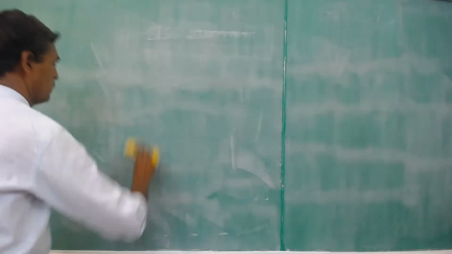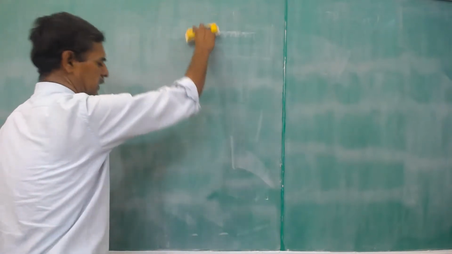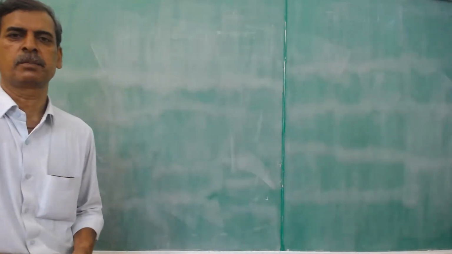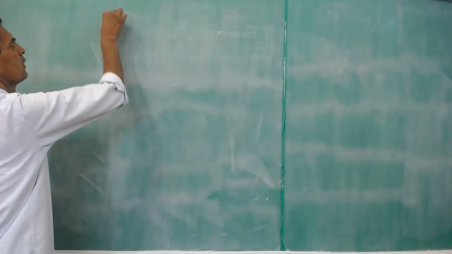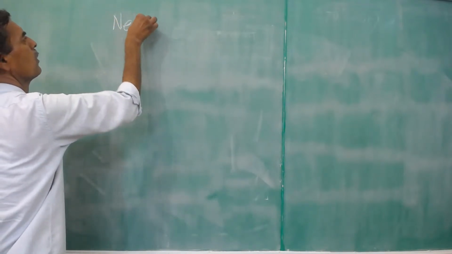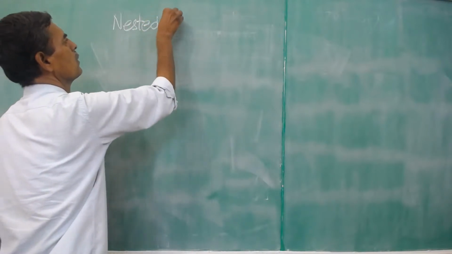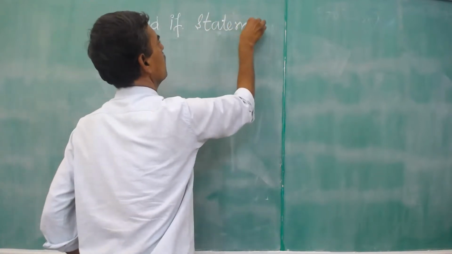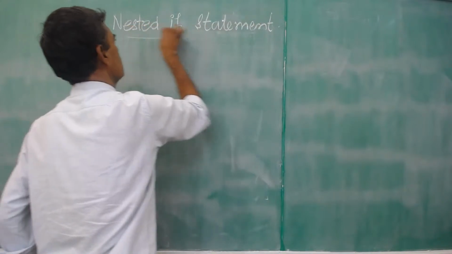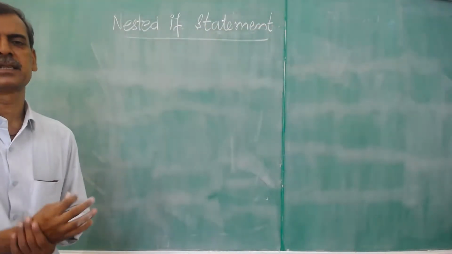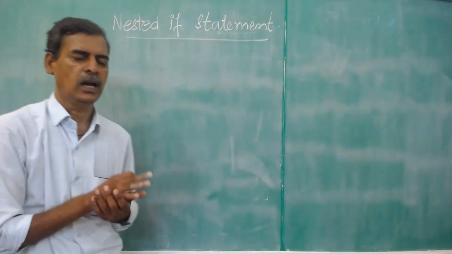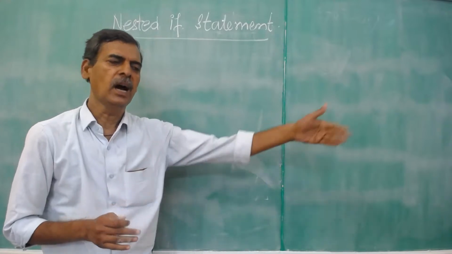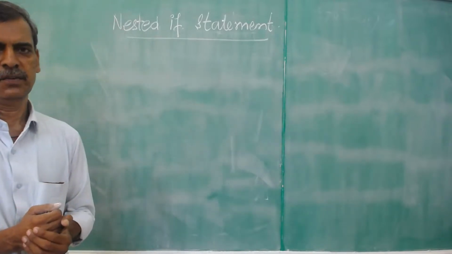The next selection statement is the nested if statement. The third selection statement is the nested if statement. As the name indicates, nest one within another. Here in a nested if statement, one if statement is defined within another if statement. So it's called a nested if statement.